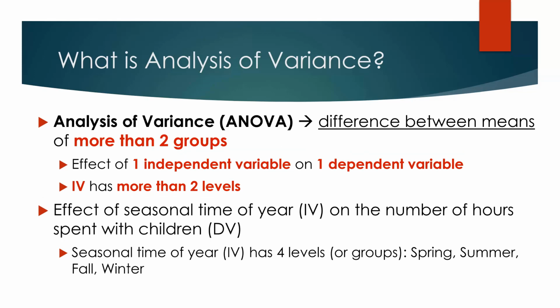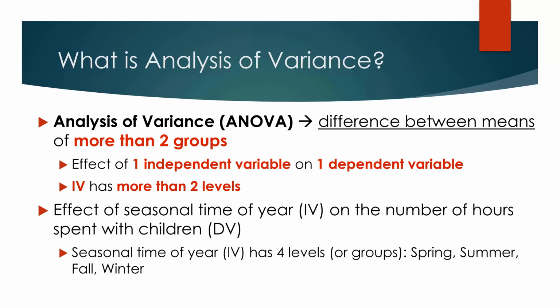Now, an analysis of variance does the same thing as a t-test. It looks for the difference between means, but it looks for the difference between the means of more than two groups. So it's still looking at the effect of one independent variable on one dependent variable. The key difference is that the independent variable has more than two levels, right? It has more than two groups. With a t-test, the independent variable can only have two groups. But if you have more than two, 3, 4, 5, and so on, then you have to use an analysis of variance.